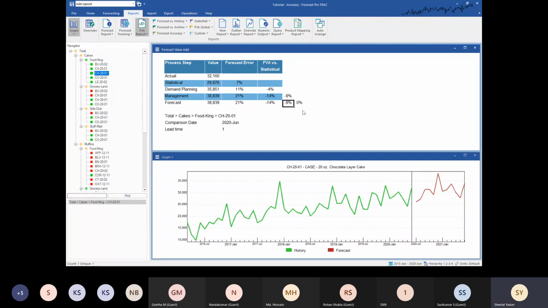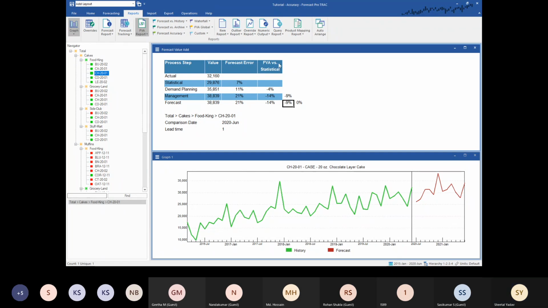And similarly my forecast. So that's the value add report, which you can also look at, just to check overall how much improvement the sales team or your other stakeholders in the process are making, right?